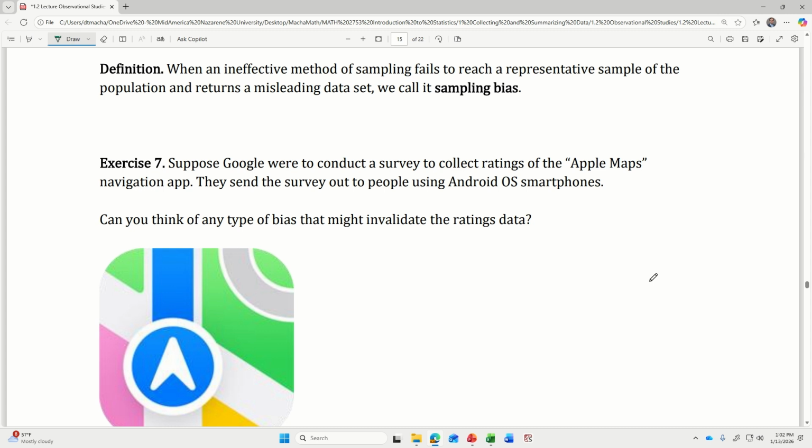Exercise 7. Suppose Google were to conduct a survey to collect ratings of the Apple Maps app. They send out the survey to people using Android OS smartphones. Can you think of any type of bias that might invalidate the ratings data? Chloe.